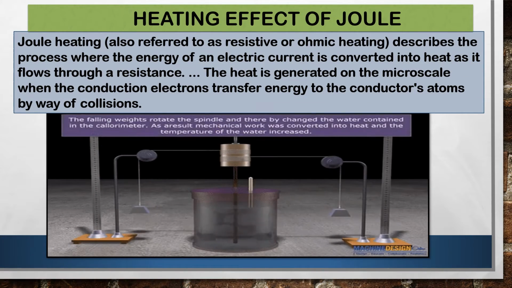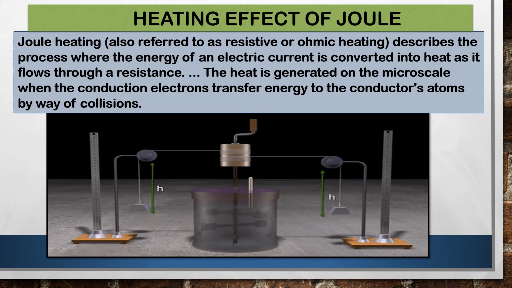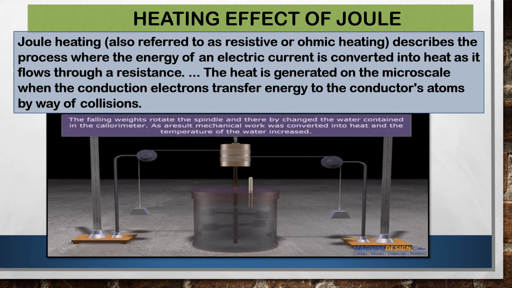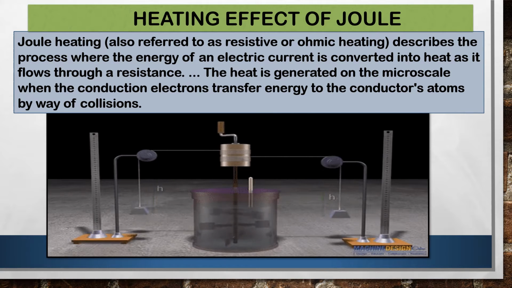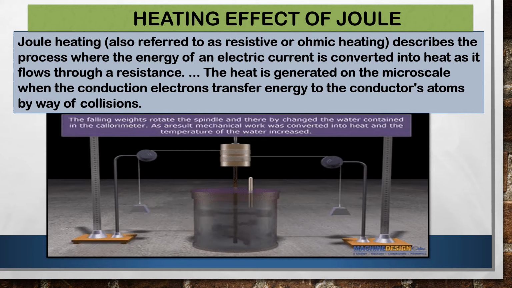Next, heating effect of Joule. Joule heating describes the process where the energy of an electric current is converted into heat as it flows through a resistance. The heat is generated on the microscale when the conduction electrons transfer energy to the conductor's atoms by way of collisions.